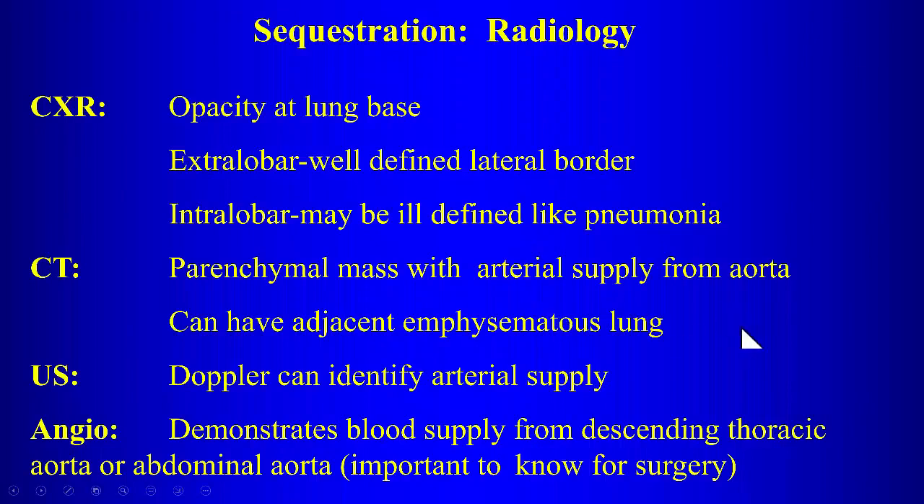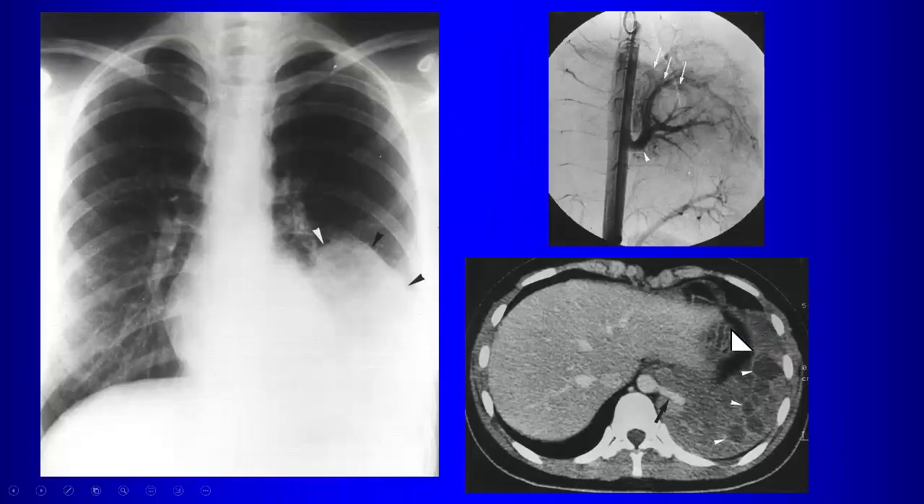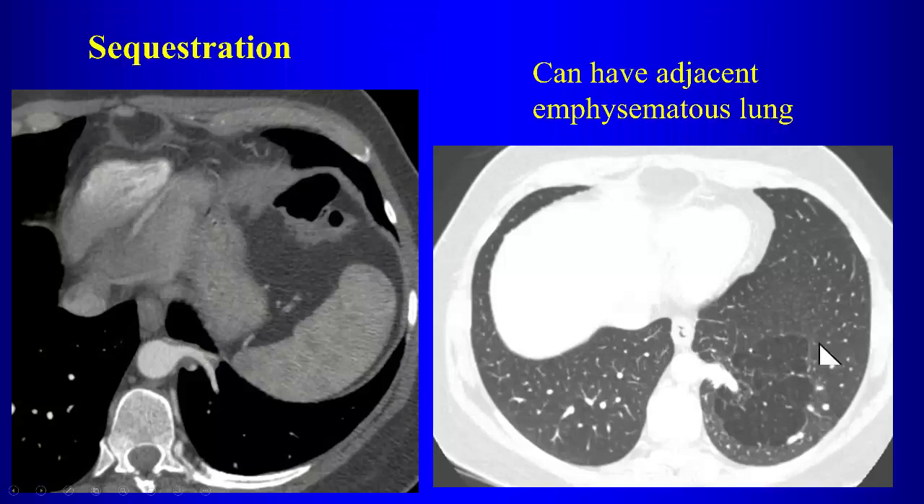So we look for that feeding vessel from the aorta, and surrounding air trapping, the surrounding emphysematous lung, can be associated with a sequestration. Again, they can be heterogeneous in attenuation. They might have fluid areas too, but we look for that feeding vessel coming from the aorta going to the sequestration to make the diagnosis. And then surrounding air trapping related to the lesion, we can also see that with these sequestrations.